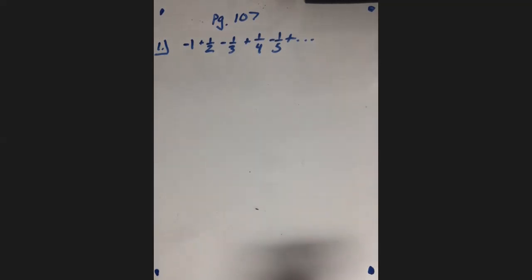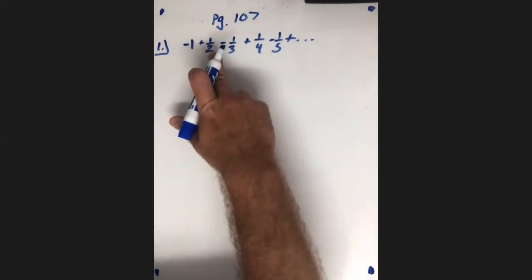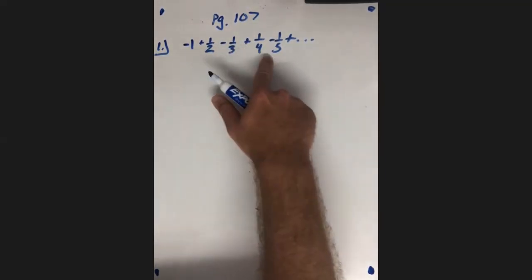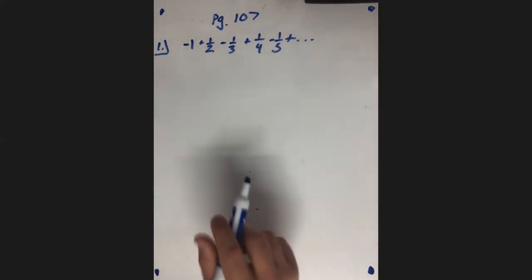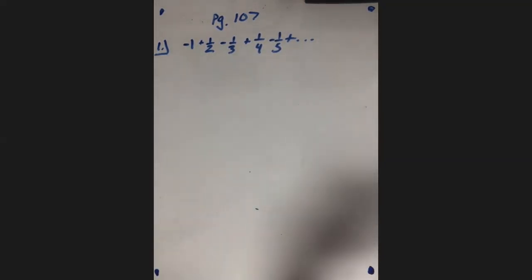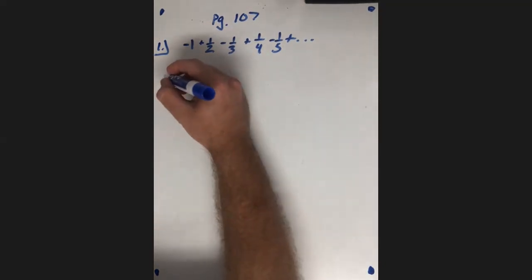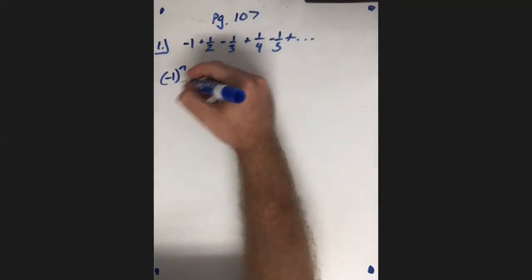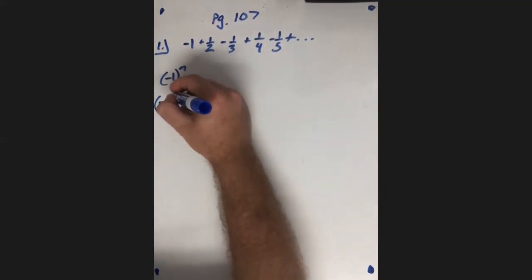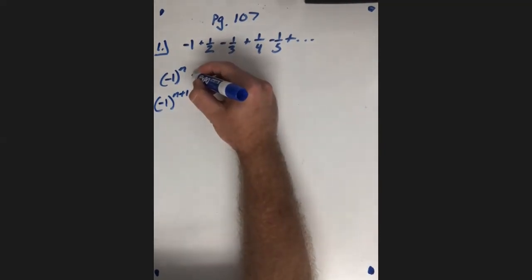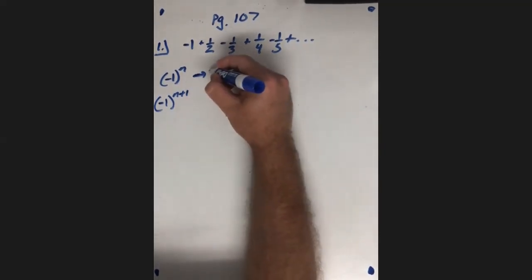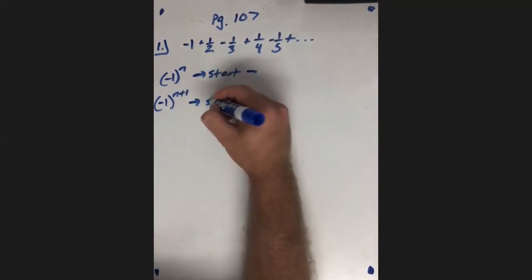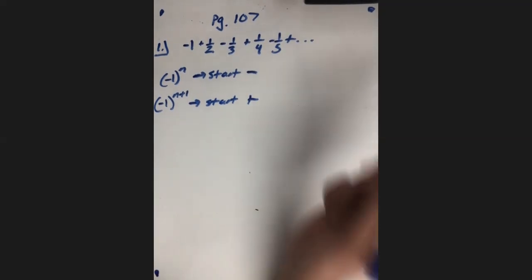Okay, so I have this alternating series. Notice the signs, they're alternating. Negative, positive, negative, positive, negative, positive, and so on and so forth, okay? So if I have an alternating series, I'm simply just gonna throw a -1 to the power of n or a -1 to the power of n plus 1. Now, this one is going to start negative, and this one right here is going to start positive, okay?